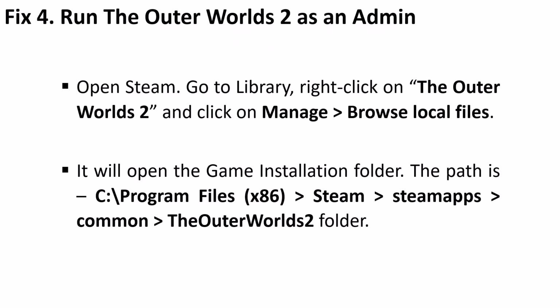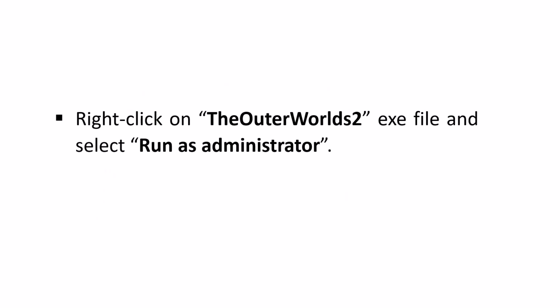Fix 4. Run the Outer Worlds 2 as an admin. So open Steam, go to library, right click on the Outer Worlds 2 and click on manage, browse local files. It will open the game installation folder. The path is C drive, Program Files x86, Steam, steamapps, common, the Outer Worlds 2 folder. Now right click on the Outer Worlds 2 exe file and select run as administrator and check if it helps or not.